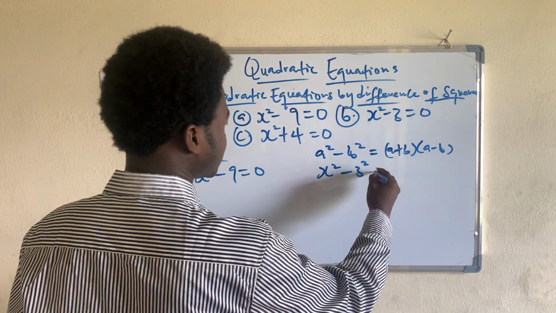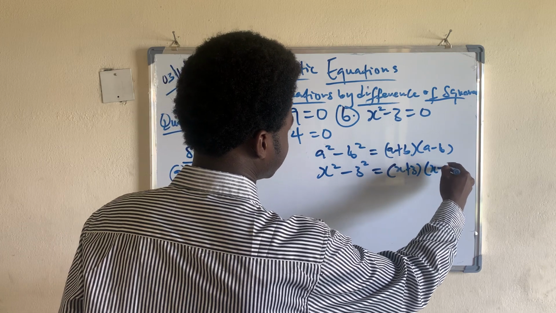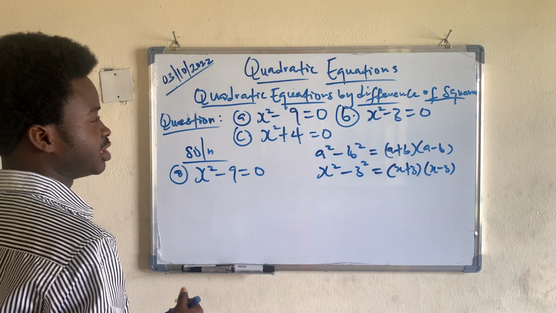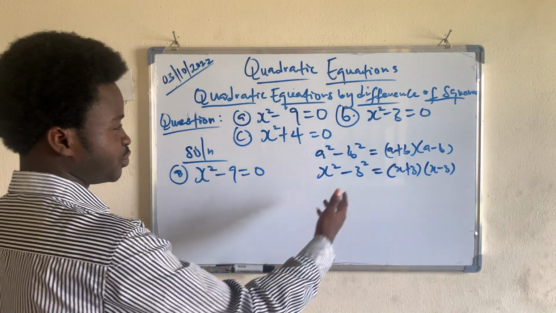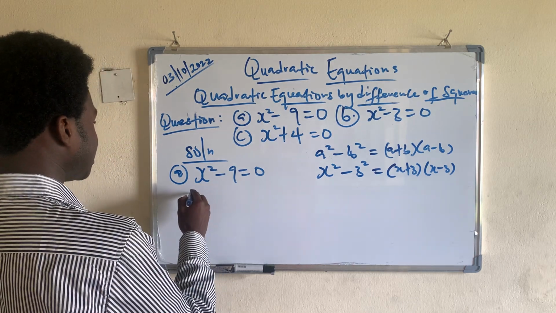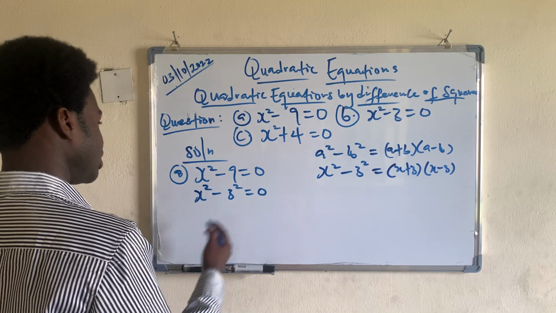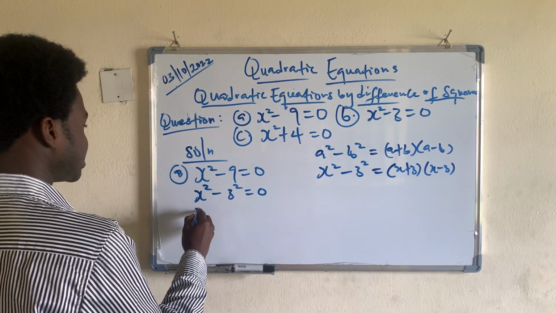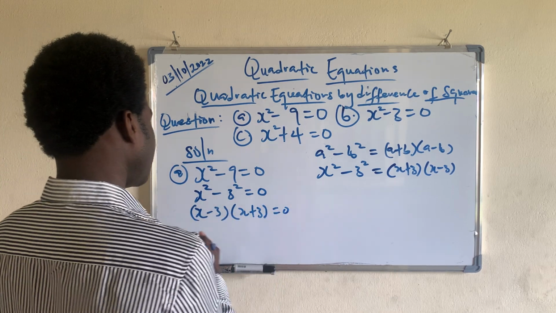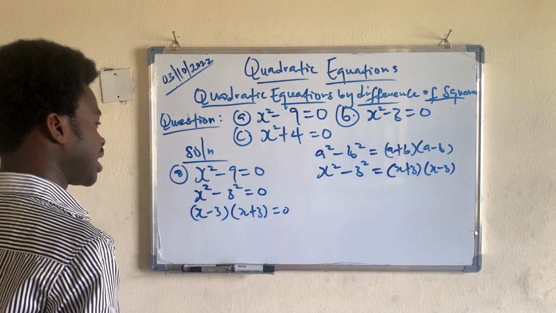So in this case we can write this just as x plus 3 and x minus 3, either x minus 3, x plus 3, or x plus 3, x minus 3. So that will make us be able to get the roots of this quadratic equation. So we have x squared minus 3 squared equal to 0. By difference of two squares, we have that x minus 3, x plus 3 equal to 0, where x minus 3 and x plus 3 are the linear factors of x squared minus 9 equal to 0.